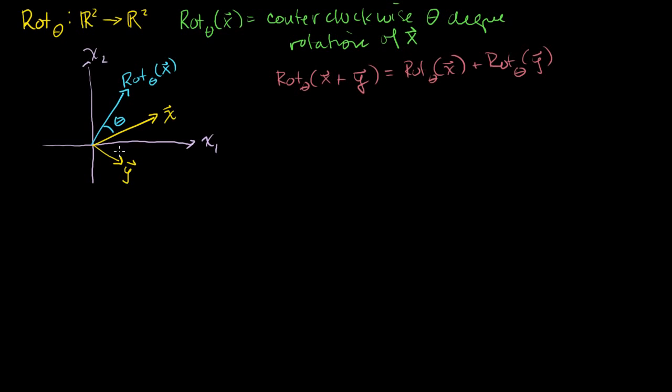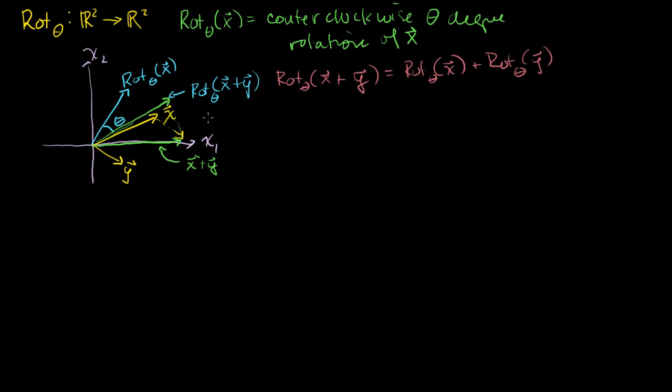So what's x plus y? Let's put heads to tails. If you just shift y up there, that's also vector y, not drawn in standard position. Let me draw it a little bit neater. x plus y would look like that. That would be the vector x plus y. And what would its rotation look like through an angle of theta? If you just rotate this through an angle of theta, I'm just approximating, it would look something like that. So this right here would be the rotation through an angle of theta of x plus y.